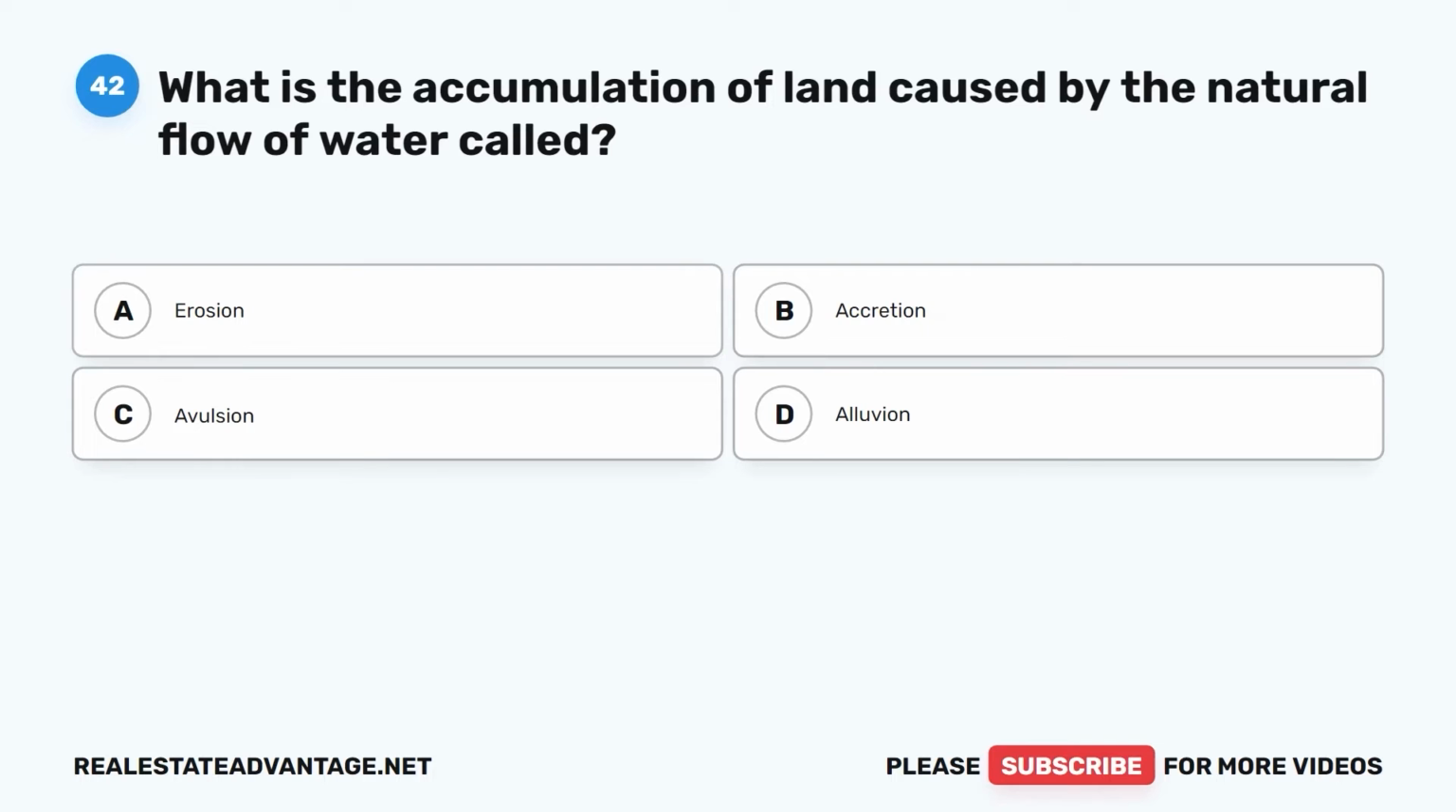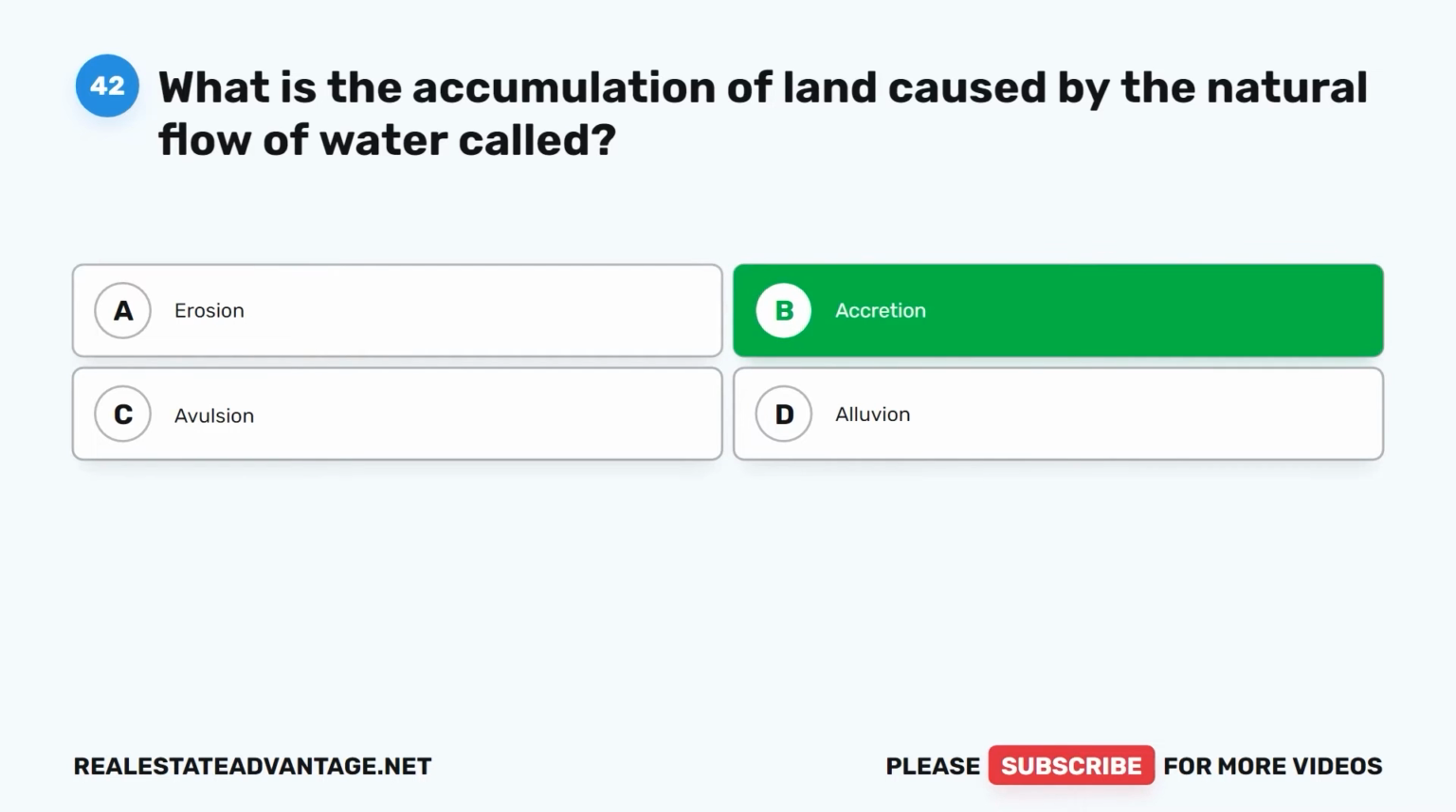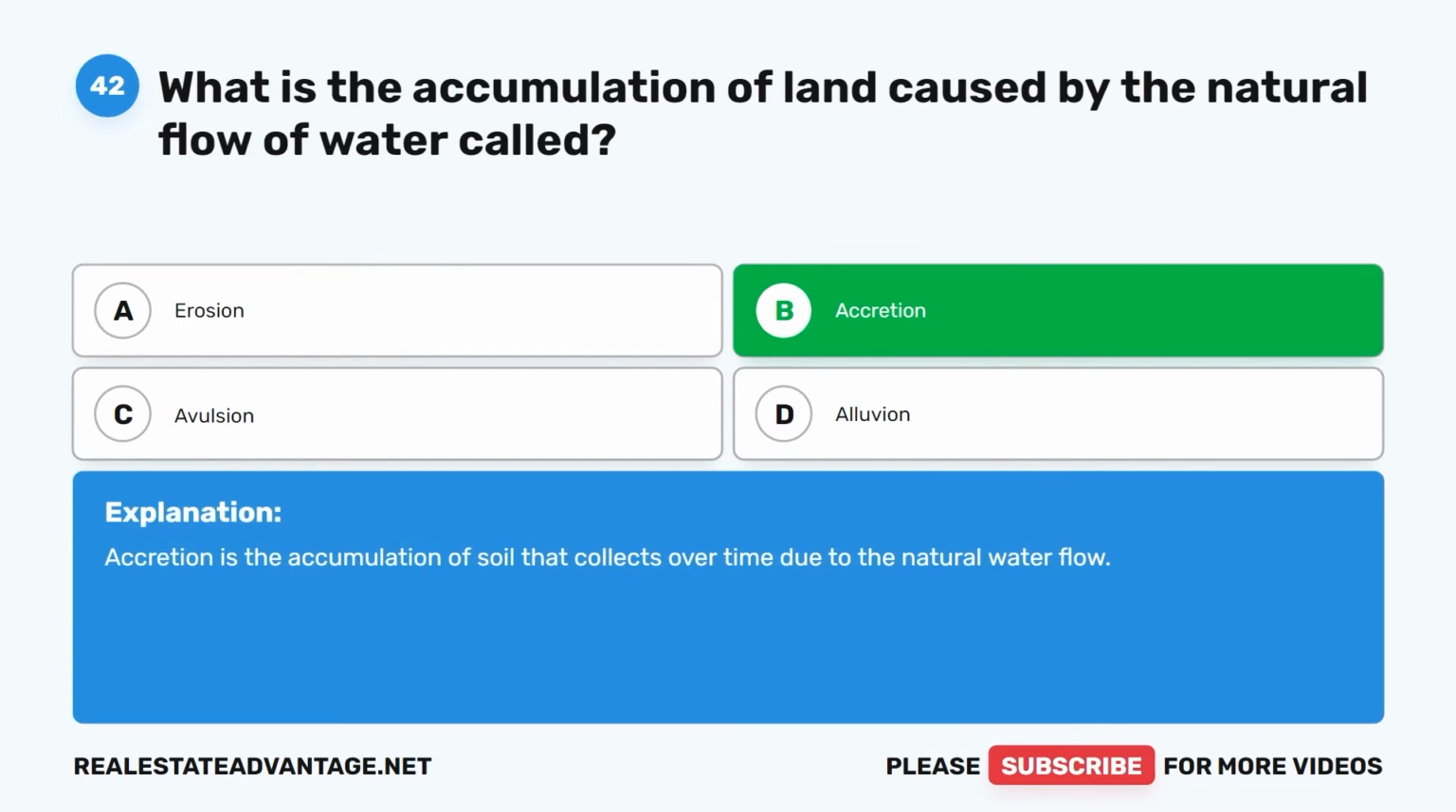Question 42. What is the accumulation of land caused by the natural flow of water called? A. erosion, B. accretion, C. avulsion, D. alluvion. The correct answer is B. Accretion. Accretion is the accumulation of soil that collects over time due to the natural water flow.